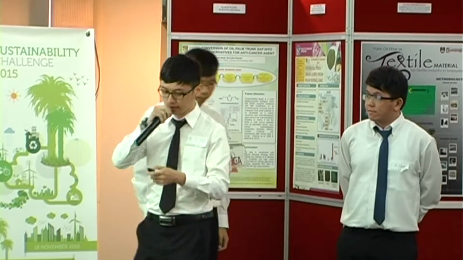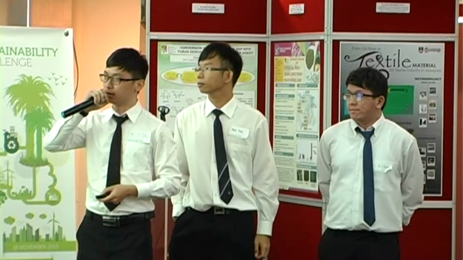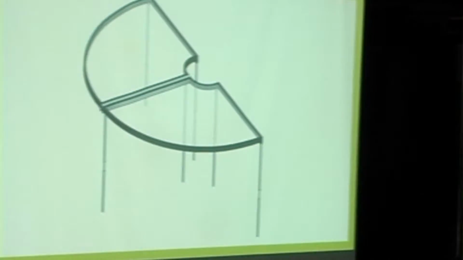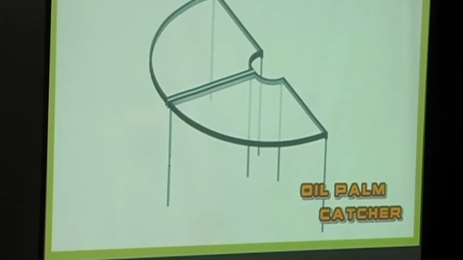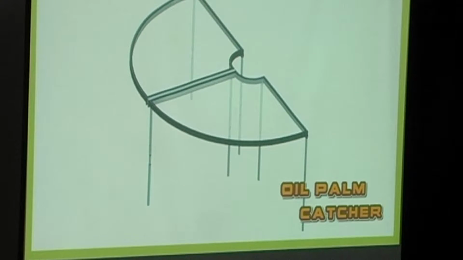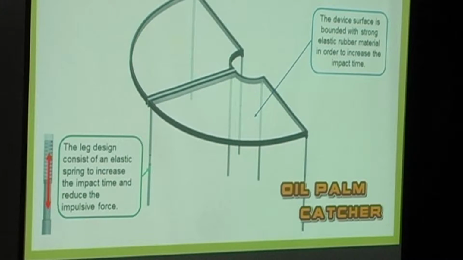Okay, thank you, Mr. Alex. I'm going to explain the first design. The first design of our device, we call it an oil pump catcher. Actually the concept of this design is similar to the coconut catcher, but we made some modifications to it. Basically, the whole device of the catcher is designed to increase the impact time and also reduce the impulsive force of the oil pump when it falls down.